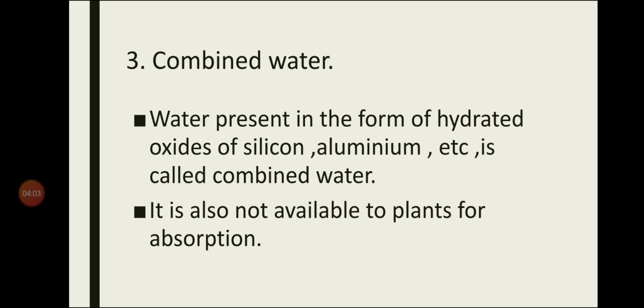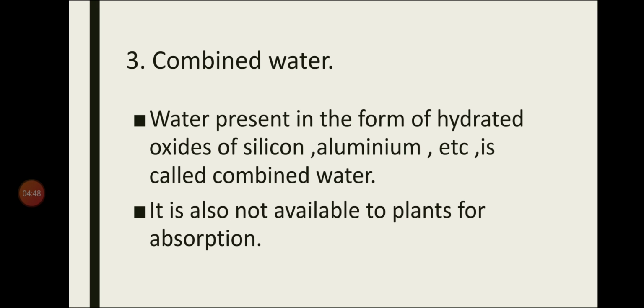Third is combined water. Combined water means the water that is present in the form of hydrated oxides of silicon, aluminium, etc. That means the water is present in the form of a mixture, a combination of hydrated oxides of silicon, aluminium, etc. Since it is present in the form of a combination, this type of water is also not available to plants for absorption.